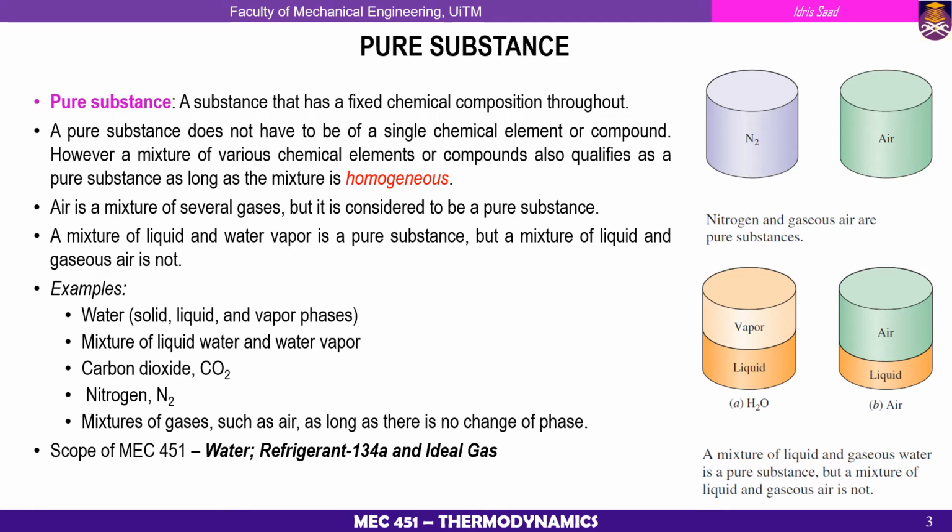Air is also considered a pure substance, although it is a mixture of several gases. A mixture of liquid and water vapor is a pure substance, but a mixture of liquid and gaseous air is not. That is because the chemical composition of water is H2O, while the chemical composition of air includes nitrogen, carbon dioxide and other compounds. So, the clue is that any mixture of chemical compositions, as long as there is no change in its chemical composition, is considered a pure substance. The figure on the right-hand side of this slide shows a pure substance for illustration purposes.